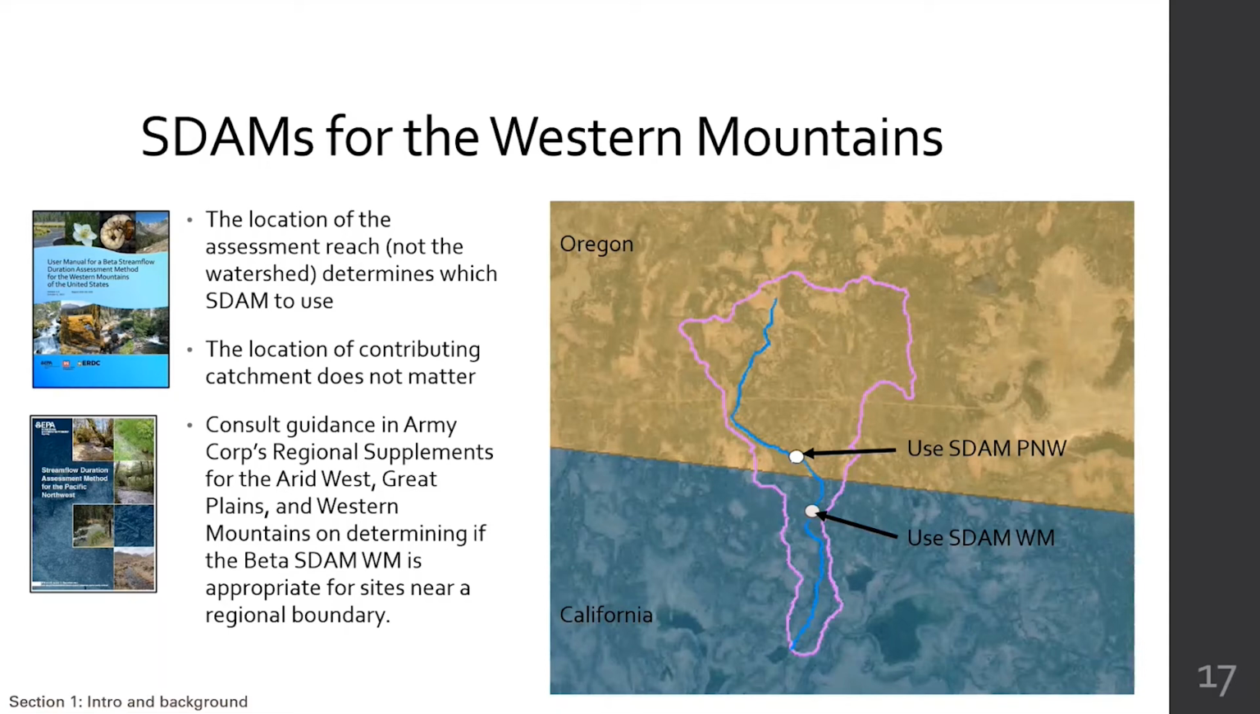When you're talking about streams that are near the boundaries of the Western Mountains, near the arid West or the Great Plains, depending on whether you're on the eastern or western part, you may want to consult the Army Corps' regional supplements on these regions to help you determine if the SDAM for the Western Mountains is appropriate for a site near those regional boundaries.